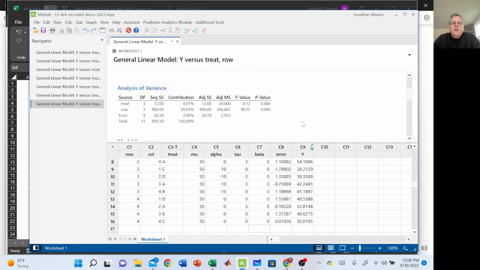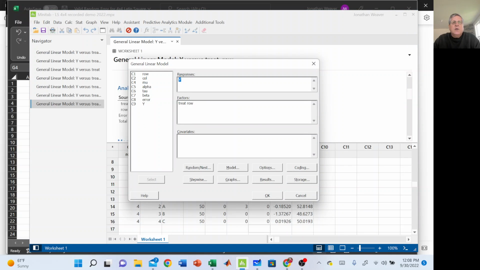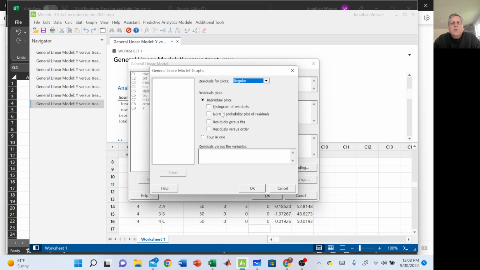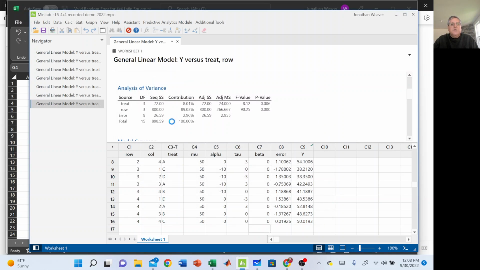I hope that helps you understand how to generate valid data. And by the way, it should be valid data. If I go back and analyze it as a Latin square and make some residual graphs, normal versus fits, we don't know the order, but we can go versus row versus column. Fits is essentially versus treatment already, because it's fit by treatment.